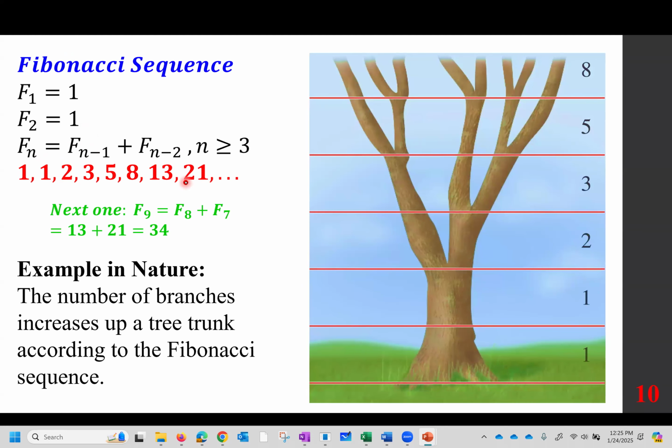It happens in nature, for example, in the case of trees, the number of branches increases up a tree trunk according to the Fibonacci sequence. So the first year we have 1 branch, the second year continues with 1, and the third year we add these, we get 2, and the fourth year, 1 and 2, 3, so on and so forth.